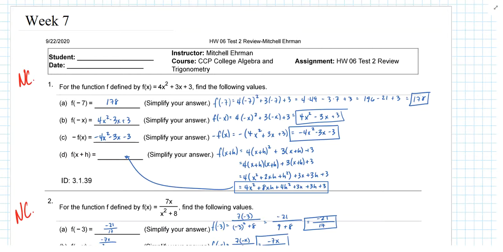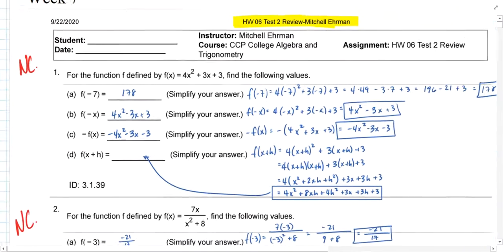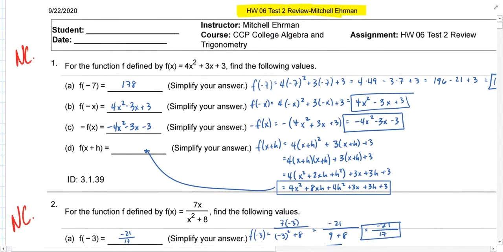In this video, I'd like to share my commentary on the solutions that I posted to homework number 6, test 2 review. These are the questions that showed up in Math Excel, and I've provided a document that shows my solutions with work shown.